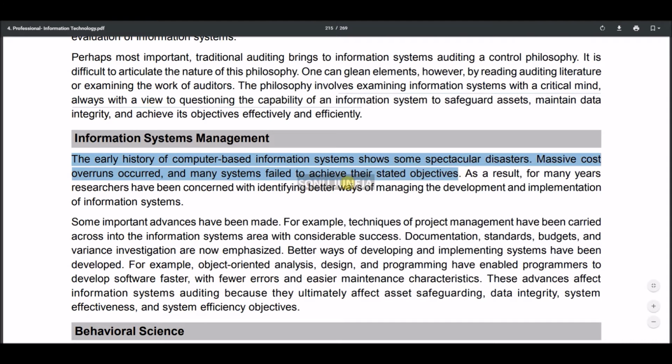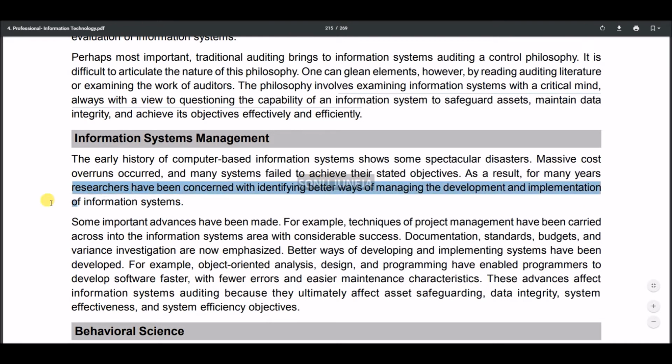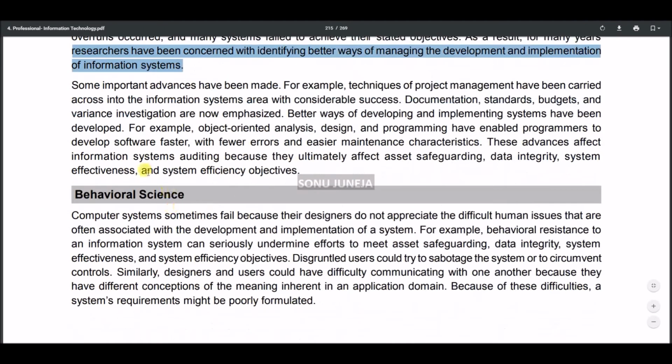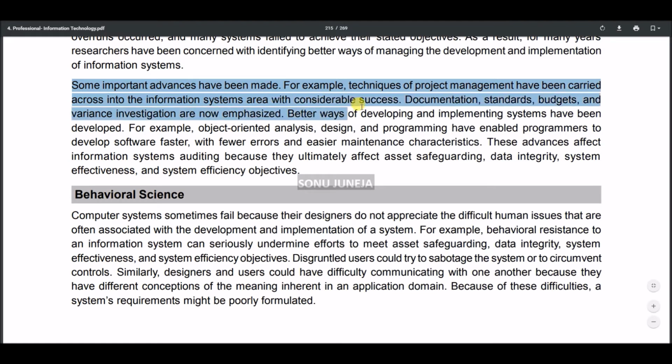As a result, for many years, researchers have been concerned with identifying better ways of managing the development and implementation of information systems. Some important advances have been made. For example, techniques of project management have been carried into information systems with considerable success. Documentation, standards, budget, and variance investigation are now emphasized.